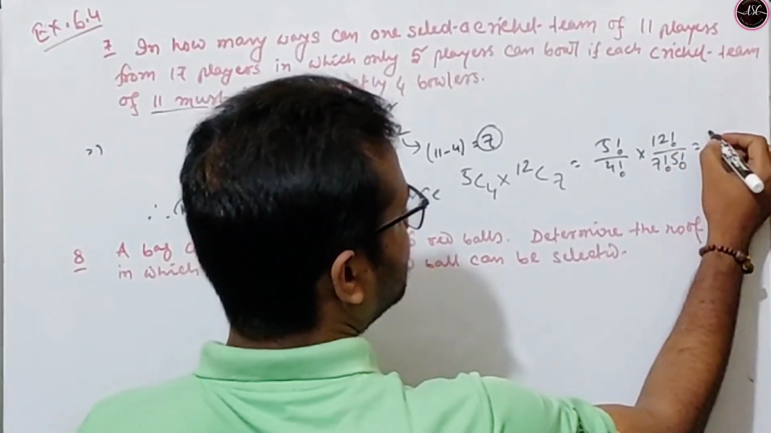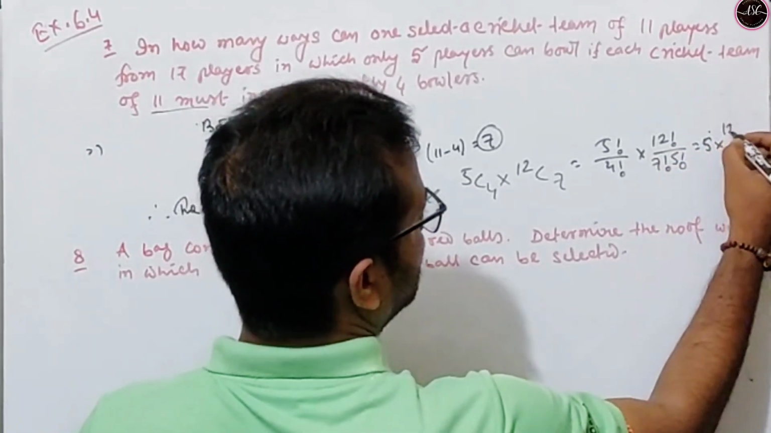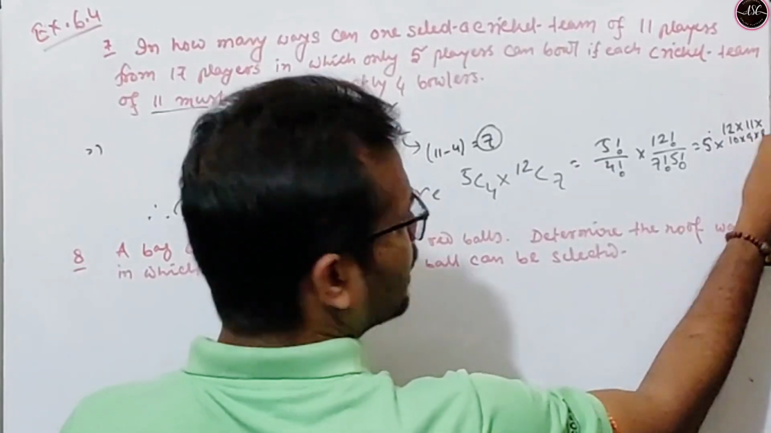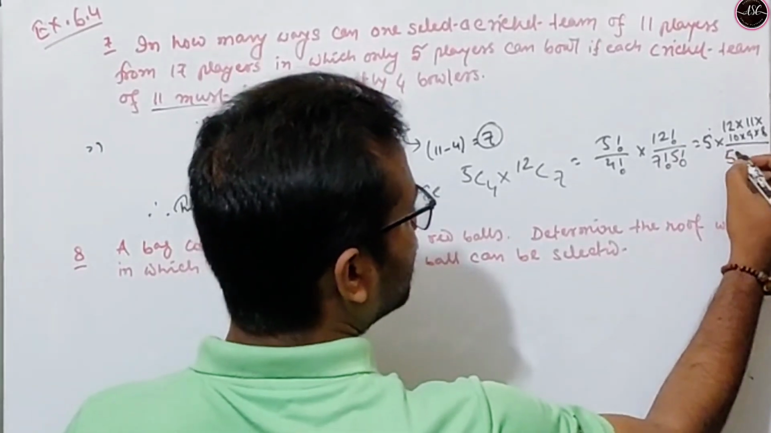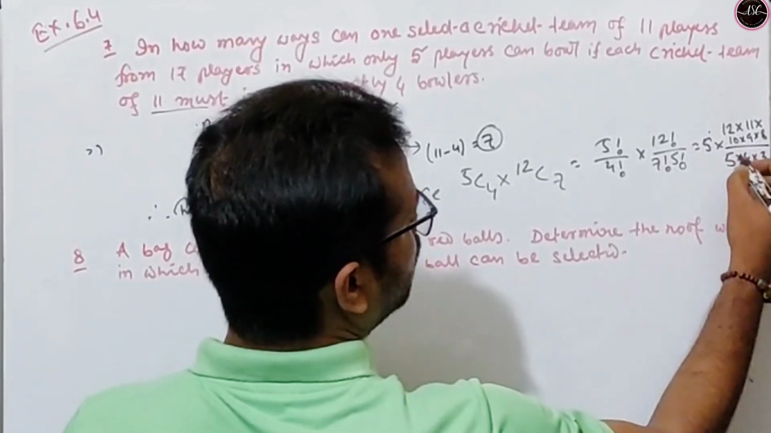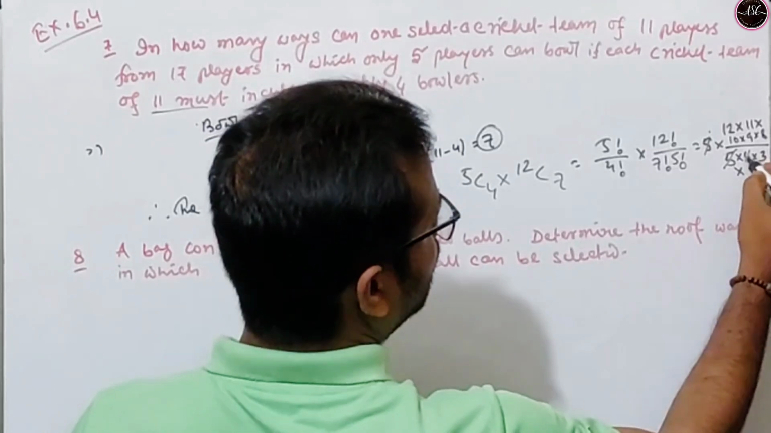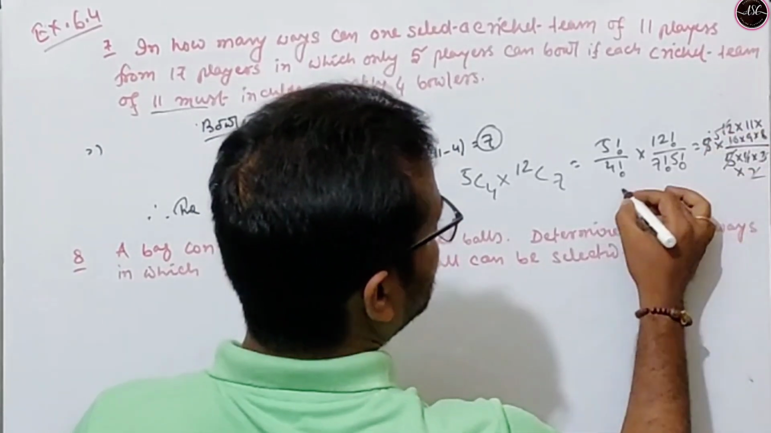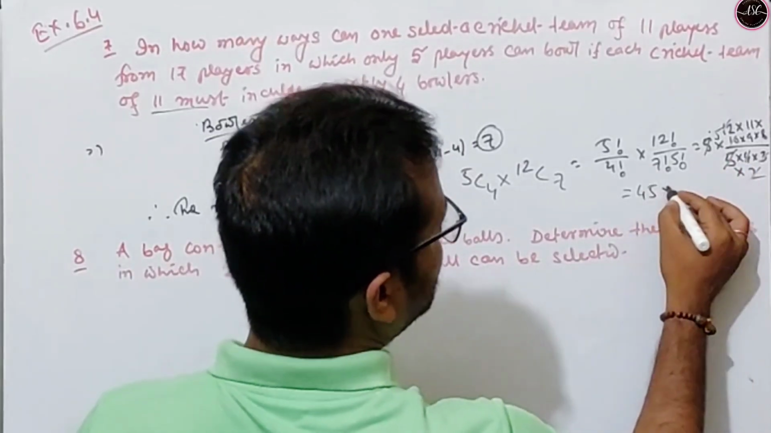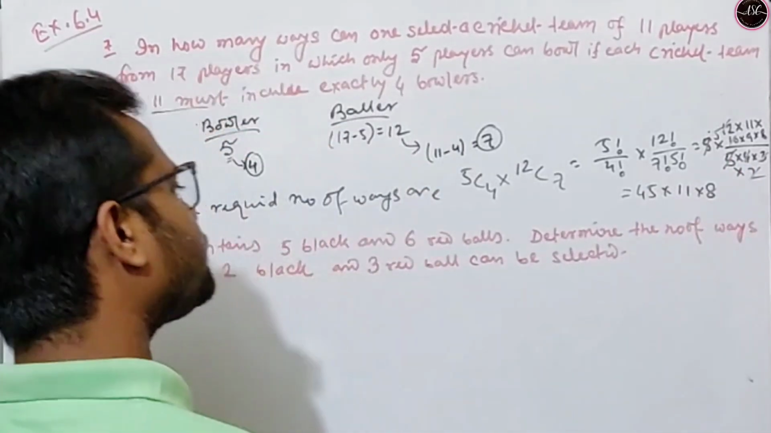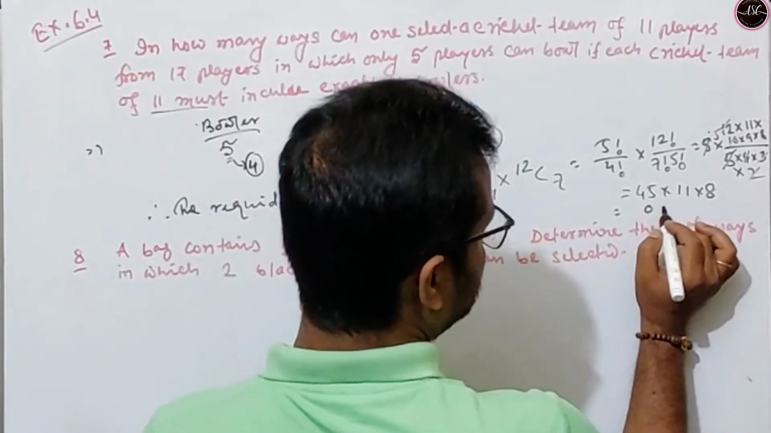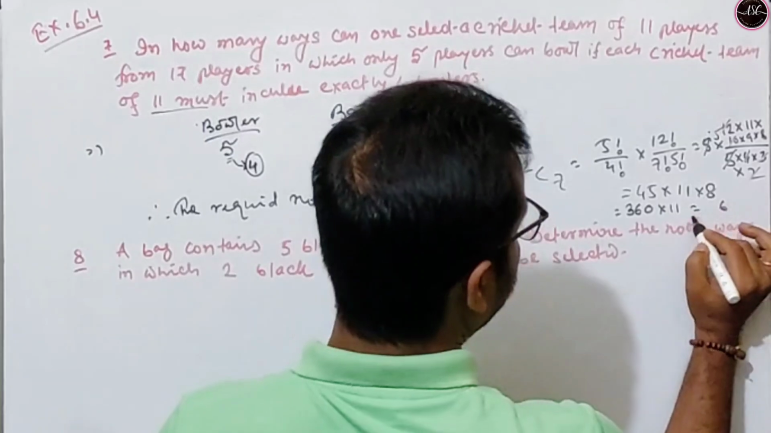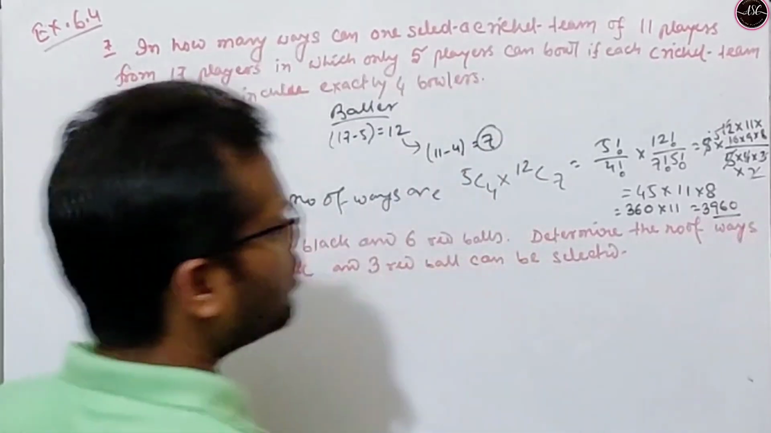Just calculate this. 5 factorial by 4 factorial, that means 5, and here 12 into 11 into 10 into 9 into 8, and 7 factorial will be cancelled out, and here will be 5 into 4 into 3 into 2. So 5 will be cancelled out, and 4, 3, 12 will be cancelled out, and here 5 will be cancelled out. So 11 into 9, 45 into 11 into 8. Okay. So we have 3960 will be the answer.